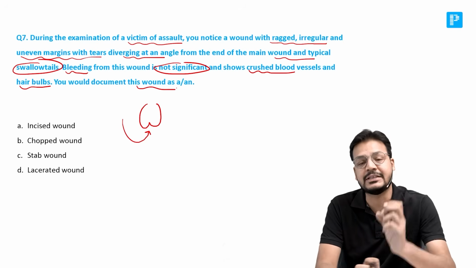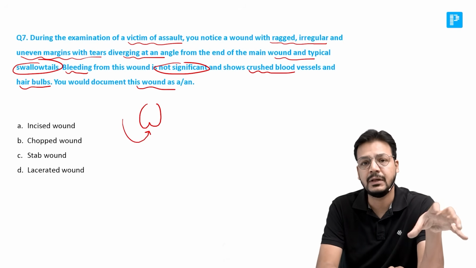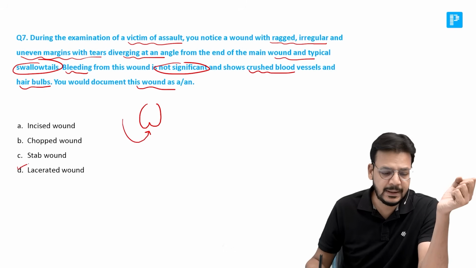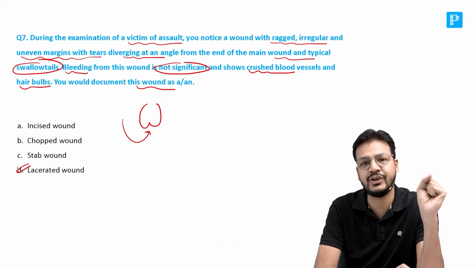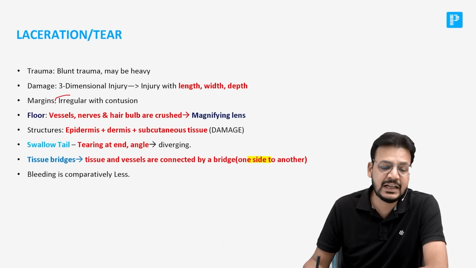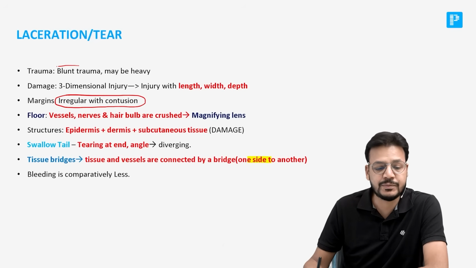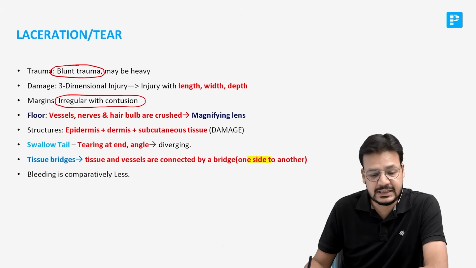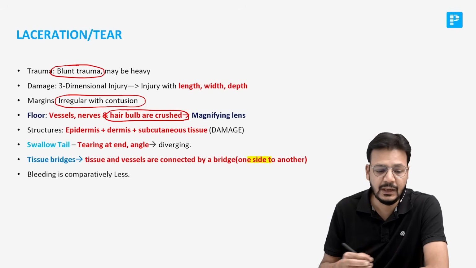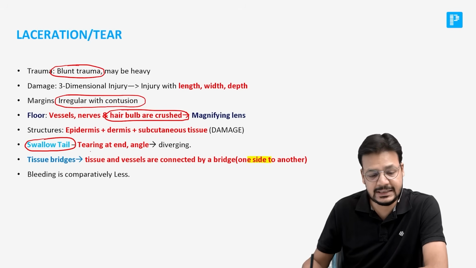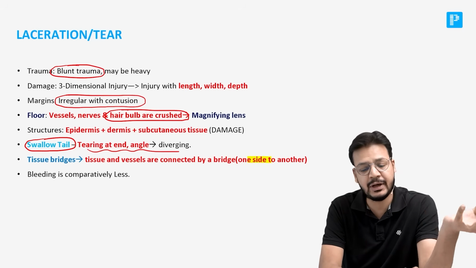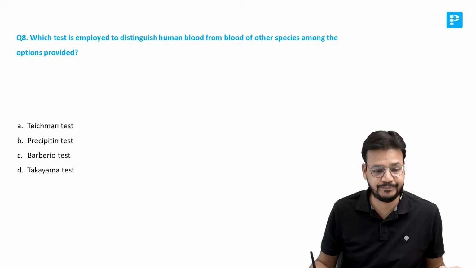What this wound is, very important finding: irregular margin, crushed hair bulb, bleeding is not significant, and swallowtail. All these important findings are suggestive of laceration. It is caused by heavy blunt trauma. It is laceration. As you can see, the laceration, irregular margin, caused by heavy blunt trauma. Here you can see the hair bulb are crushed. The blood vessels and nerve are crushed. And here we have swallowtail, that is tearing at the end angle, that is diverging, that is known as swallowtail. These all are the feature of laceration.